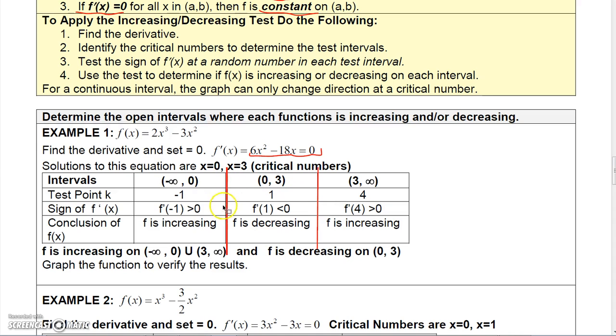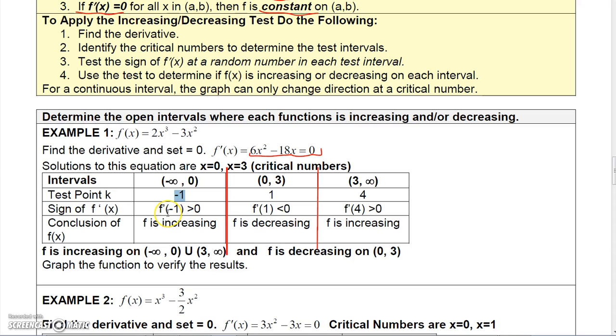So this vertical line represents x equals 0. This vertical line represents x equals 3. And then that's going to divide the x-axis up into 3 intervals. Everything to the left of 0, negative infinity to 0, everything between 0 and 3, and then everything to the right of 3, 3 to infinity. Then I'm going to pick a test point. I'm going to call those k. So the k I chose in here, -1. I need a point between 0 and 3 here, so I'm going to choose 1. And I need a point greater than 3, so I'm going to choose 4. Now, the test point is to plug back into the derivative.